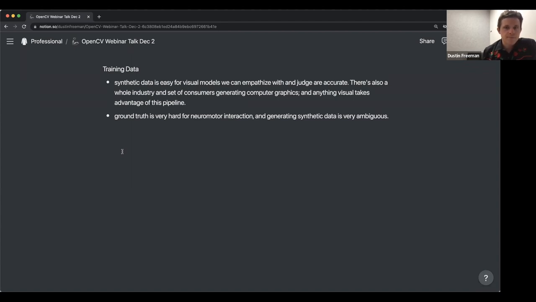I think Uber has a LiDAR computer graphics pipeline. Same problem, really. It's not visual data, but if we need to change it into rays, we project into points, and to generate a point cloud, easy. That does not exist for EMG, for electromyography, for neuromotor interaction. I'm using those terms interchangeably.